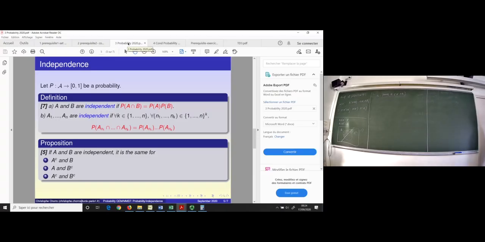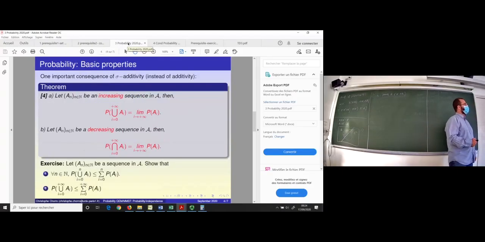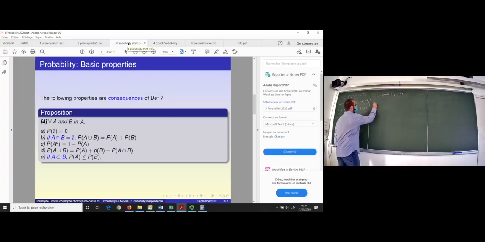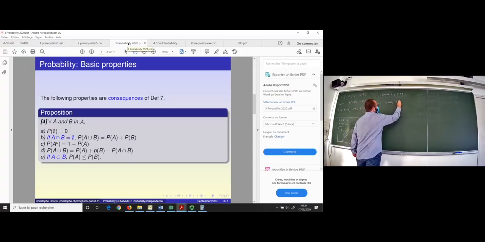So why do I do this? I do this because, since I have a disjoint union, I can use the basic rule of computation of the probability, the second point here: the probability of the union is equal to the sum of the probabilities. So I have P of B equal to P of A intersected with B plus P of A complementary intersected with B. Okay? But I have one hypothesis.